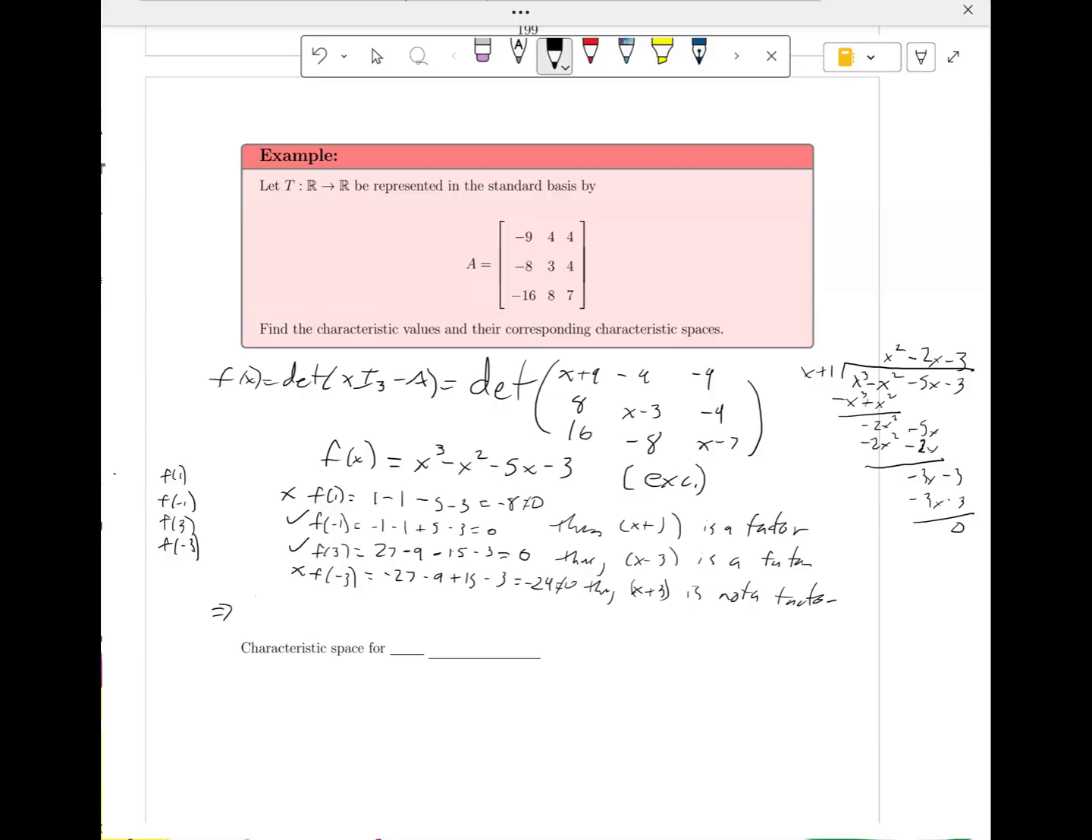So this implies that f of x equals x plus 1 times x squared minus 2x minus 3. We know that x minus 3 is going to be a factor, so we could factor out x minus 3 here, or we could do our factoring of quadratics. Either way, what we're going to get is x plus 1, x plus 1, x minus 3, which equals x plus 1 squared times x minus 3. So we have the prime factor x plus 1 twice, and we have the prime factor x minus 3 once.